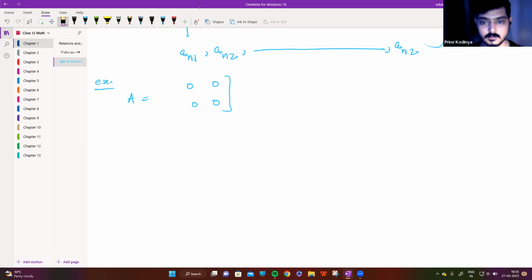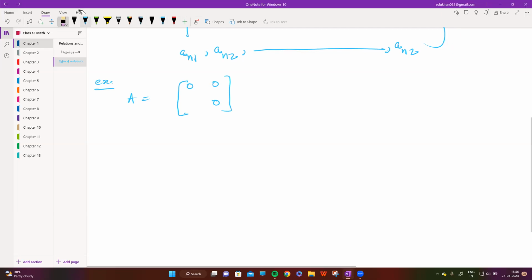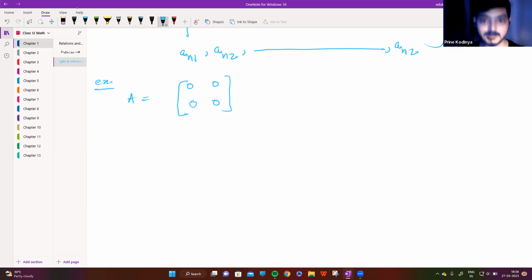Okay, let's talk about this. Is this a square matrix? Is this a diagonal matrix? No, sir. Why? Because all the diagonal elements are zero. At least one of the diagonal elements must be non-zero. Then only we can say any matrix is a diagonal matrix, right? So let's talk about this as well.